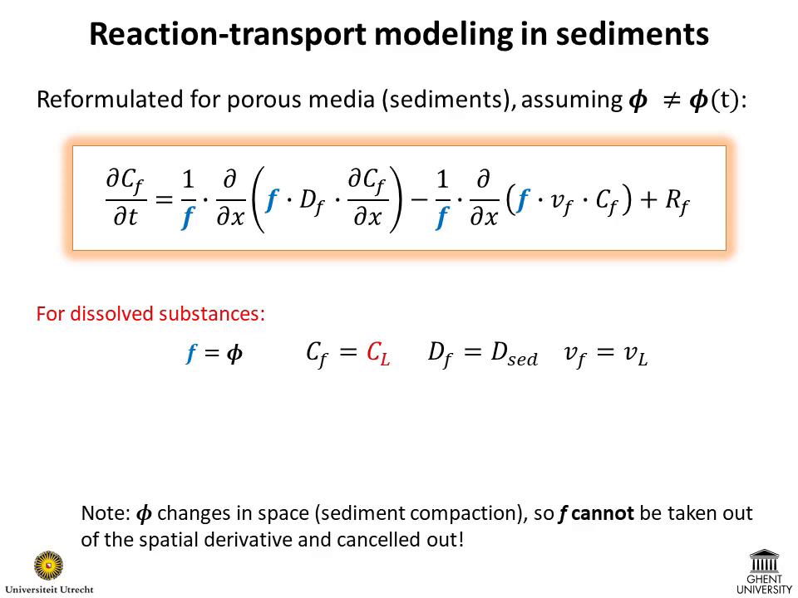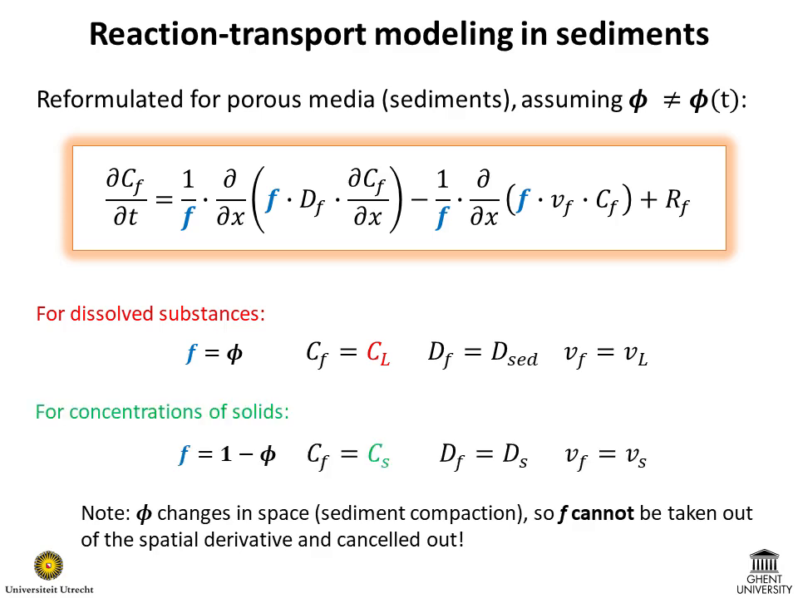The parameter Vf corresponds to the velocity of the liquid phase, such as the velocity of a pore water flow induced by pressure gradients. For solid substances, the factor F is equal to 1 minus porosity.